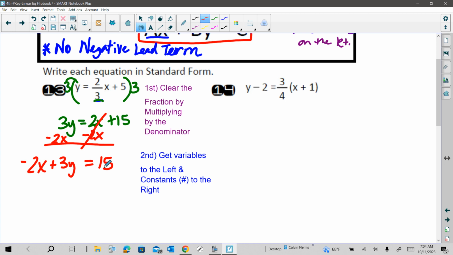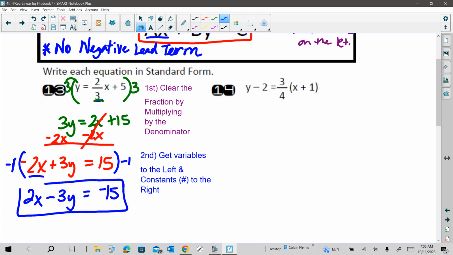And the last thing we have to remember: no negative lead term. Our lead term is always the x term. It's negative 2x. So to get rid of that negative, we're just going to multiply everything by -1. This now makes this a positive 2x, makes this a negative 3y, and negative 15. So you just end up changing the sign of each term. And there is our standard form.